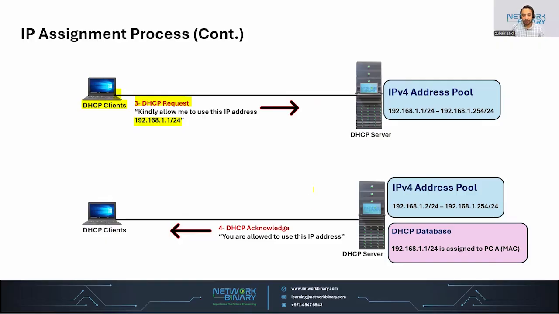Now, what happens when this message goes to the server? The server says, okay, whatever IP I have offered, let me bind that IP address to your MAC address in my DHCP database for record purposes. Finally, the server says, okay, I'm going to acknowledge that the IP address which I offered to you, you are now allowed to use. So this entire process is called the DORA process: discover, offer, request, and acknowledgement.